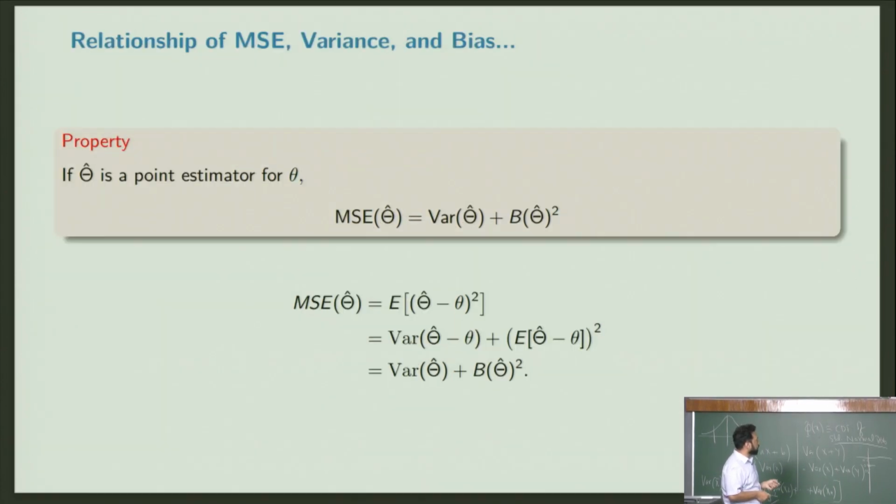So that's also a small relationship between MSE, variance, and bias. It's very simple. You can have a look at this. It's just an expansion of this.